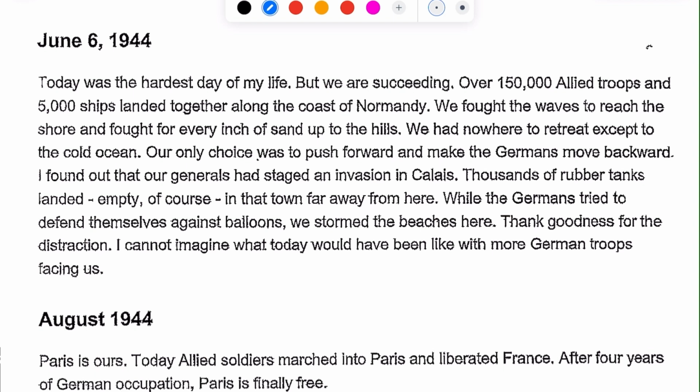I found out that our generals had staged an invasion in Calais. Thousands of rubber tanks landed, empty of course, in that town far away from here. While the Germans tried to defend themselves against balloons, we stormed the beaches here. Thank goodness for the distraction. I cannot imagine what today would have been like with more German troops facing us.